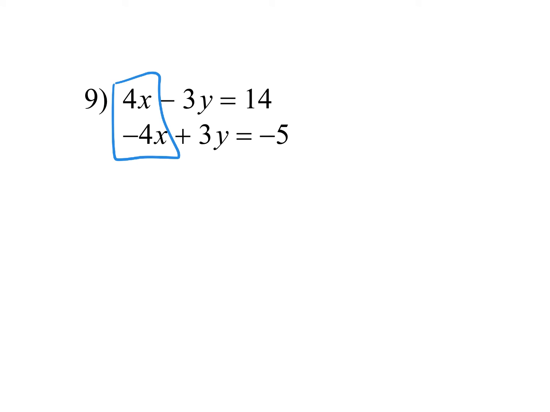What do I want to cancel out here? 4x and 3y. So the 4x's cancel. I have 4x minus 4x, they cancel. 3y plus 3y is actually 0. So those end up canceling too. And what's 14 minus 5? 9. So is 0 equal to 9? No solution.